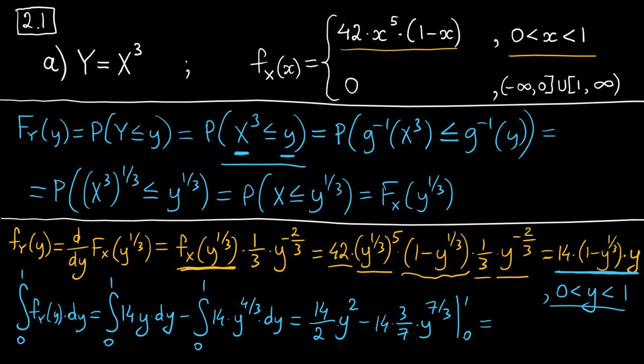And when we plug in 1 for y, we get 14 over 2, which is 7, minus 6. And then when we plug in 0 for y, we get 0 minus 0, and the whole thing evaluates to 1. Okay, as expected for any normalized PDF, it should integrate to 1. Okay, so we're done with this exercise.